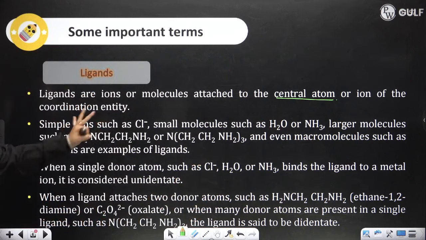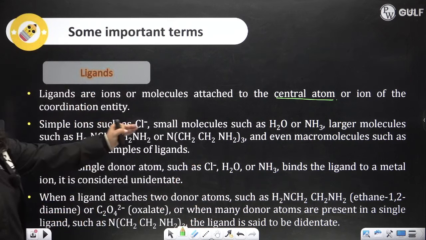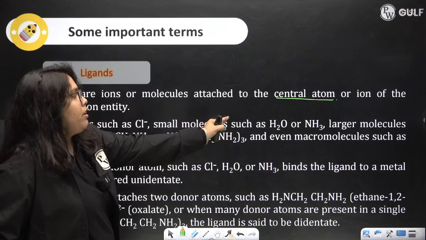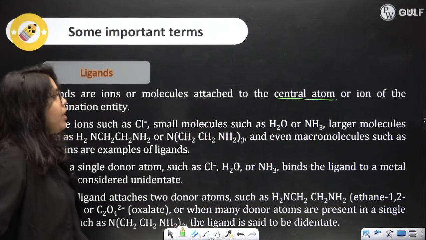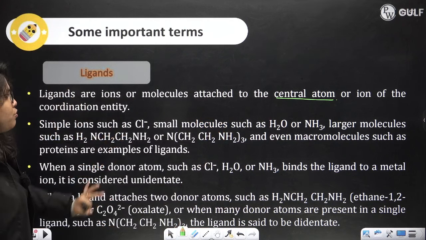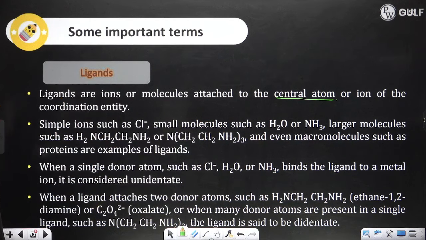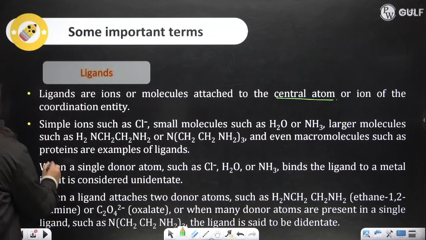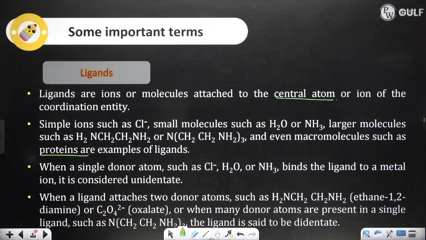Simple ions such as Cl minus are there. Small molecules like water and ammonia are there. Now, water and ammonia, they are neutral, right? Large molecules are also there like NH2, CH2, CH2, NH2, right? And even macromolecules such as proteins are also examples of ligands, right?